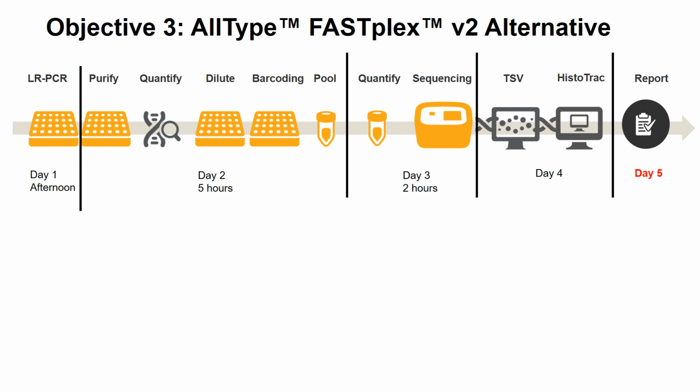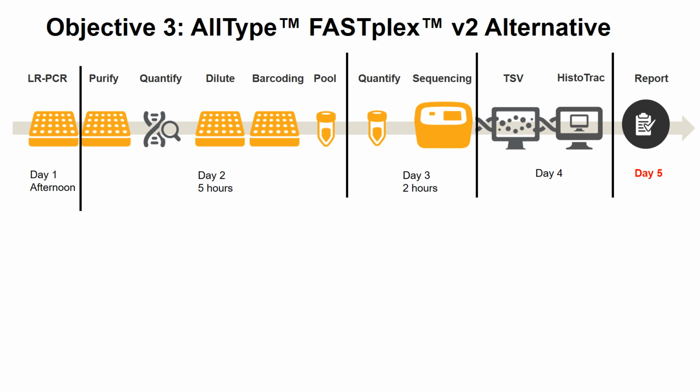So for instance, in day one, which usually starts in the afternoon, we do the long-range PCR and then we leave it overnight. And in the next day, we do the purification, then the quantification, dilute, barcoding, and then pooling. And then in day 3, we do the quantifying and then the sequencing.